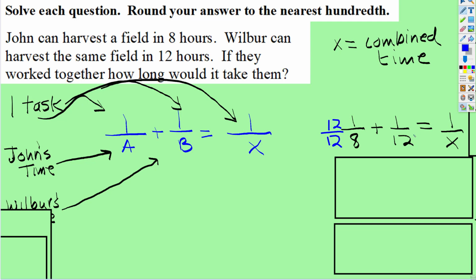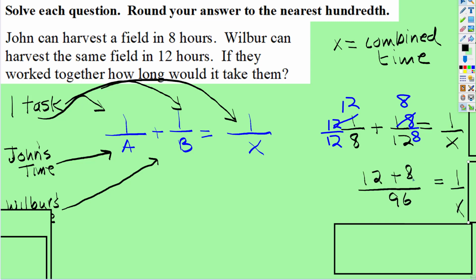And on the other side, the opposite denominator to 12 is 8. So we're going to multiply this one top and bottom by 8. Notice we're not changing the value. That's why we don't have to multiply the other side by anything. We're just multiplying 1/8 times 1 and 1/12 times 1. And so when we do that, 12 times 1 becomes 12, 8 times 1 becomes 8, and 12 times 8 gives both a shared denominator of 96. So 12 plus 8 over 96, which is 20 over 96, is equal to 1 over x.